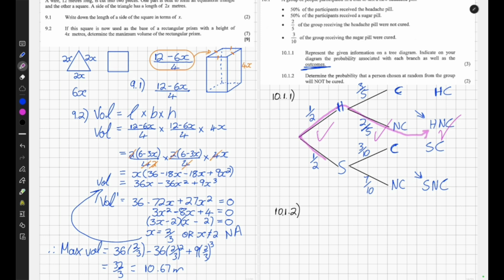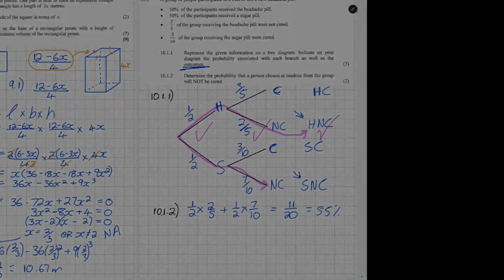And then for this one, I need to multiply both branches to get there. Now, how this would look in algebra is, I'm just going to say this is a half times 2 over 5, and then plus a half times 7 over 10. So if I type that in my calculator, I just get 11 over 20. And that is the answer to the question. So 11 of the 20 people would not be cured, or 55%. They did not tell me exactly if they wanted fractions or percentages, so they'll mark each one correct.